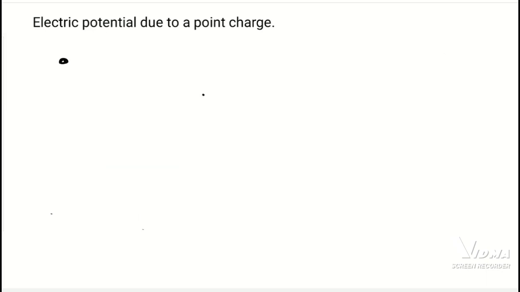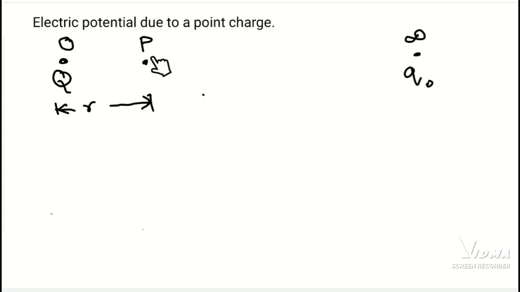Imagine at origin we are placing a charge capital Q. We wish to find electric potential at point P due to charge capital Q, which is at a distance r from the charge Q. To find electric potential at point P, we shall take a unit positive charge Q0 from infinity to point P. So this charge Q0 has been brought from infinity to point P. For that work has to be done.